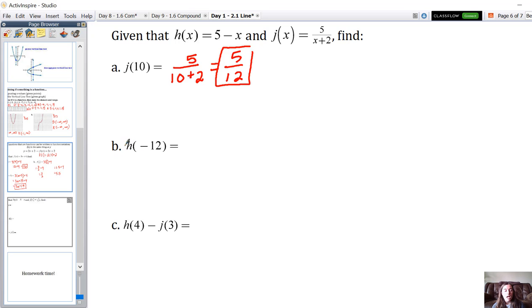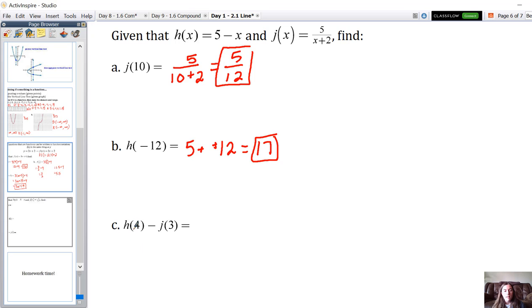In part B, now we only care about the h function, so anywhere we see x, we're going to put negative 12. So we've got 5 minus negative 12, but when you have minus and negative, that means you're going to add those two values together. So now we have 5 plus 12, which is 17.